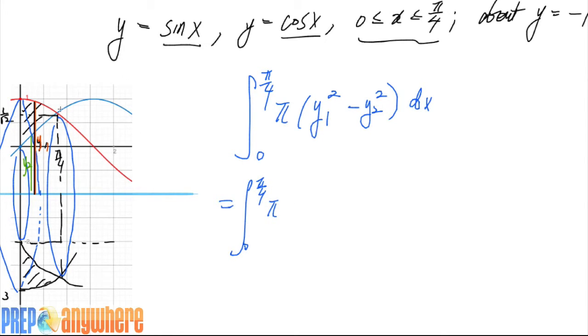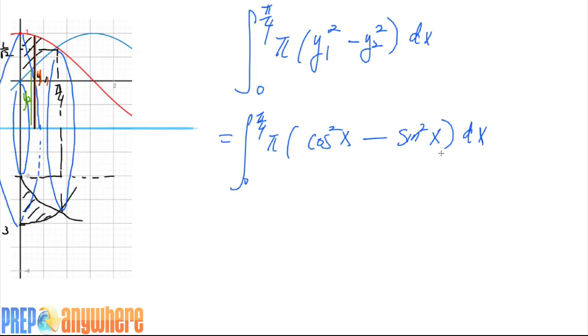So y1 is the y value of the cosine, so it's going to be cosine of x. So it's cosine squared x minus y2 is a sine, so it's going to be sine squared x. So if you just evaluate that, we get the volume.